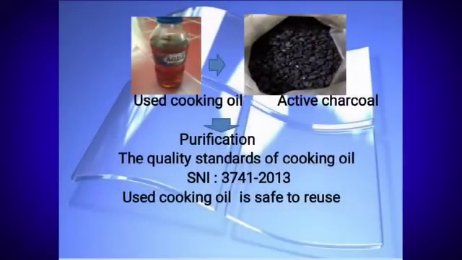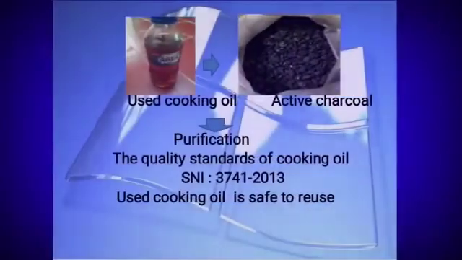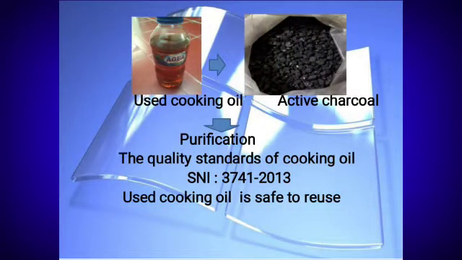In the adsorption process, not all adsorbent can restore the quality of cooking oil. Active charcoal is one of the effective adsorbents used for the purification process. To increase the adsorption capability, active charcoal was heated. The result of purification must meet the criteria of the quality standard of cooking oil, SNI number 3541 of 2013, so that used cooking oil is safe to reuse.